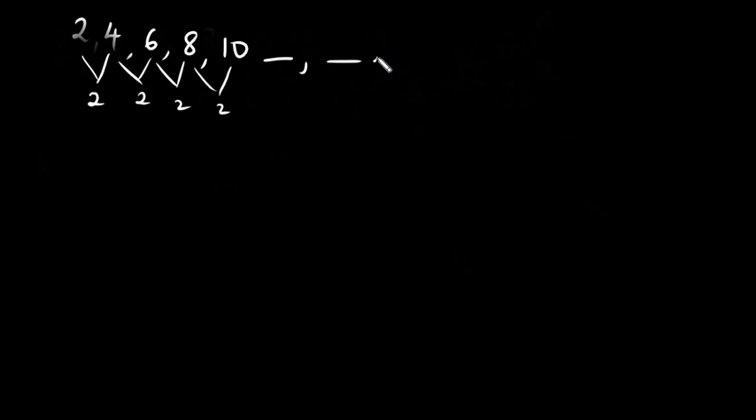Definitely the next number is going to be 10 plus 2, since the difference is common for any two consecutive numbers. So the difference between 10 and the next number is going to be 2. That turns out that the next number is 12. And then from 12, the next number is 14, since the difference must be 2.